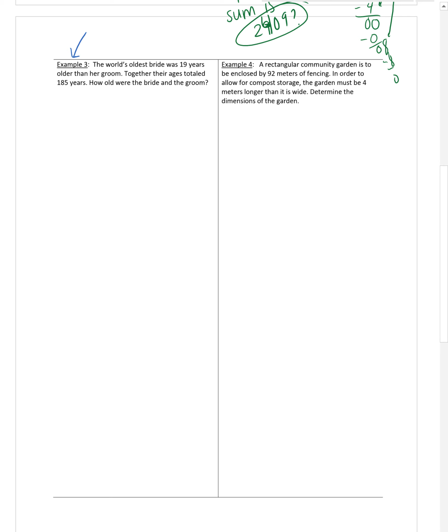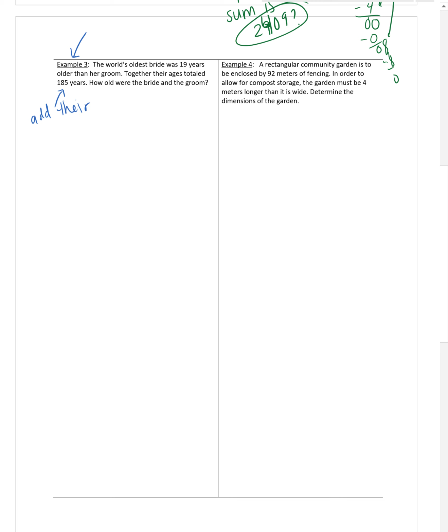Alright, so now that that's over, let's see about this guy here, example 3. This one says, it's kind of interesting, the world's oldest bride was 19 years older than her groom. Okay, makes sense. So far so good. Together their ages totaled 185. So I guess that means when you add their ages.